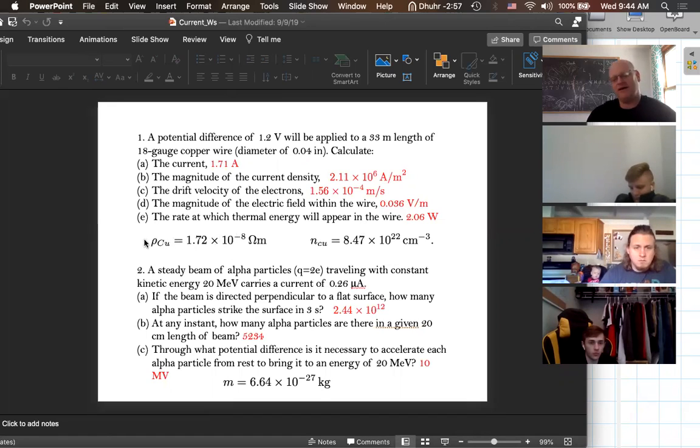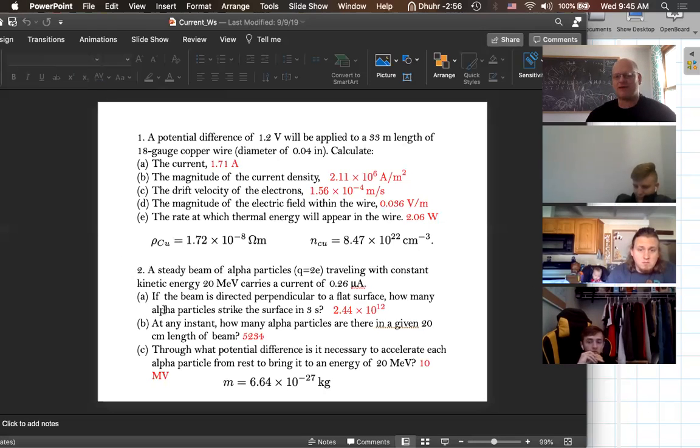This is the resistivity of a copper wire, and this is the number density for a copper wire. The second one says we have a steady beam of alpha particles, which have a charge of twice the fundamental charge. An alpha particle is actually just 2 protons, so it's basically a helium atom missing its 2 electrons, a fully ionized helium atom, traveling with a constant kinetic energy of 20 mega electron volts. This thing carries a current of 0.26 microamps.